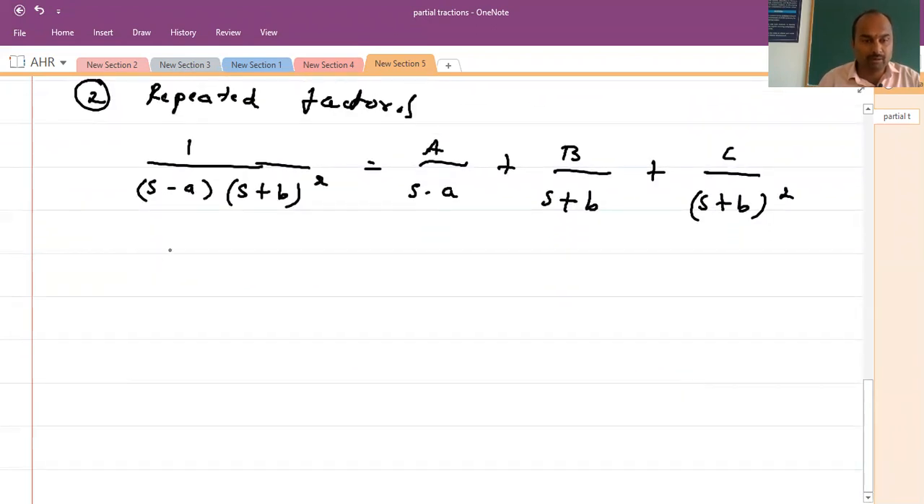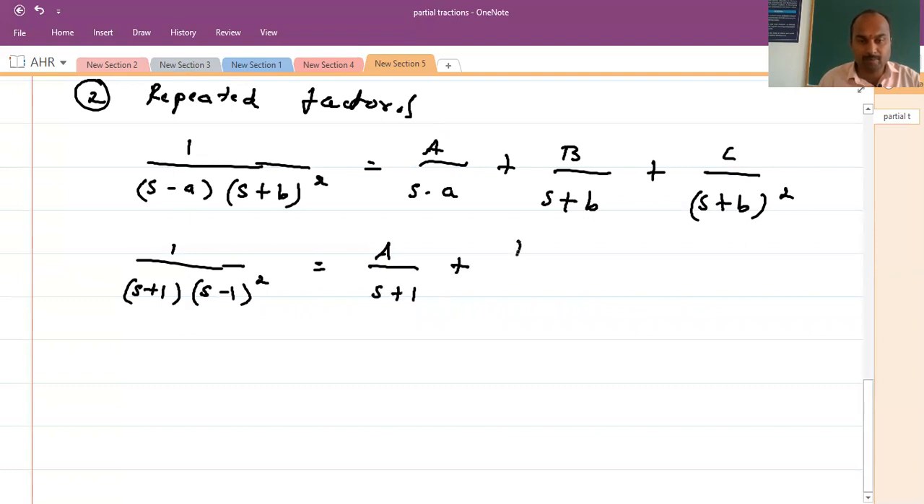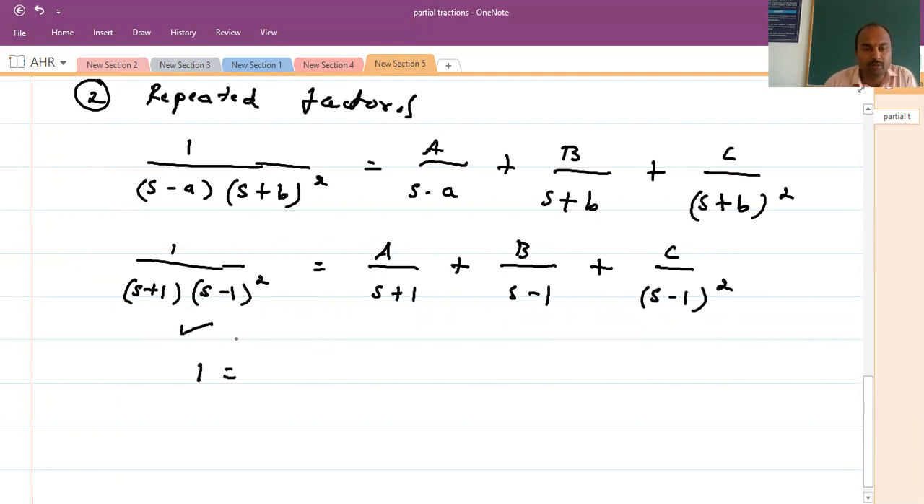Suppose if you have an example like 1 by s plus 1 into s minus 1 whole square. So this I'll write it as a by s plus 1 plus b by s minus 1 plus c by s minus 1 whole square. So this is how we can write it. Now throughout the equation, you multiply this equation by this denominator. So this becomes 1. Here s plus 1 gets cancelled.